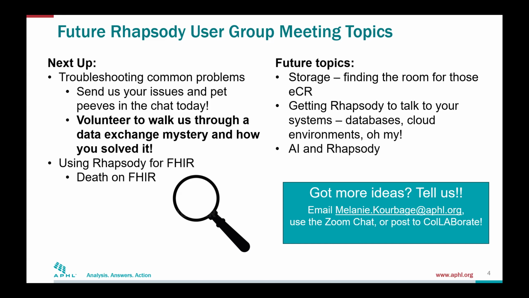And then we had a topic back in June that explained some of the interesting work being done with Rhapsody for exchanging FHIR packages, and we're hoping to revisit that, maybe looking at a deeper dive on FHIR in an upcoming meeting. Future topics we've heard a lot about are issues with storage, especially for ECR files, and integrating Rhapsody with all of your different systems, whether it's databases, cloud environments, and beyond. And maybe also a session on AI and Rhapsody. So if you've got ideas or thoughts about what we can cover in these meetings, please let us know.